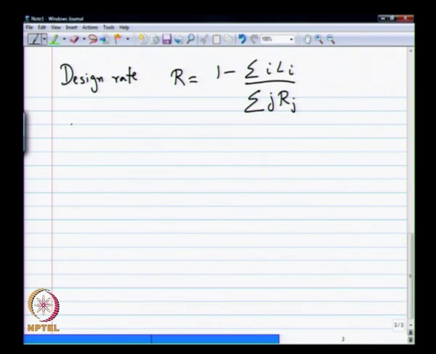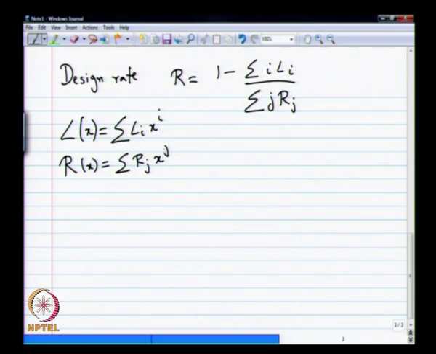So, you can also define some polynomials if you like: L of x is the summation of L_i x^i, and r of x is the summation of r_j x^j, okay. And then in terms of those polynomials, this will be L prime 1 divided by r prime 1, okay. So, these are just convenient forms for expression, okay.